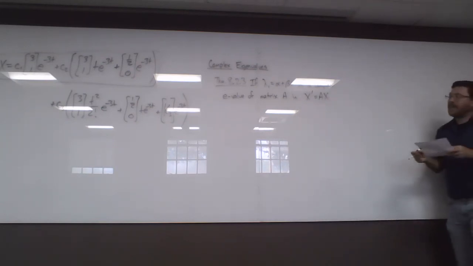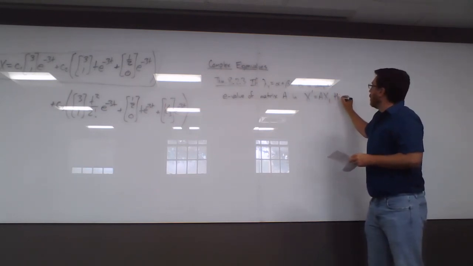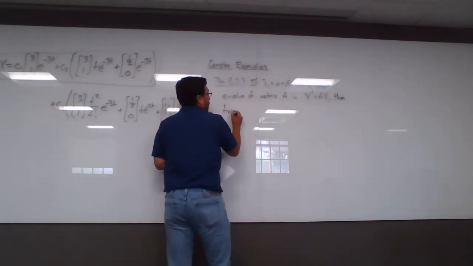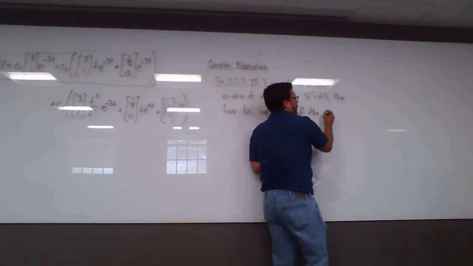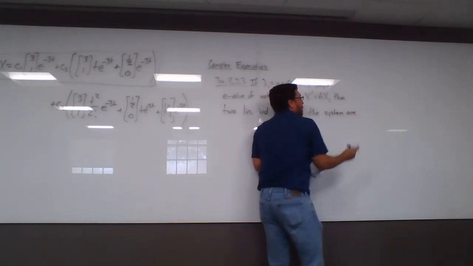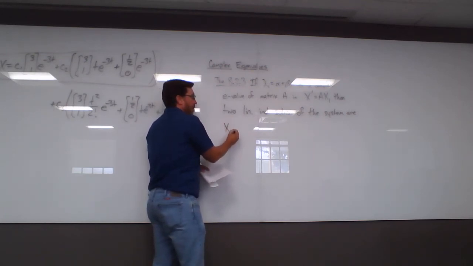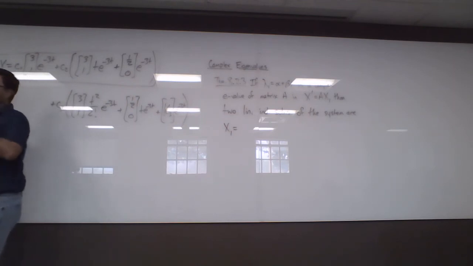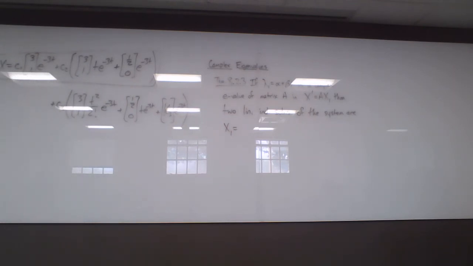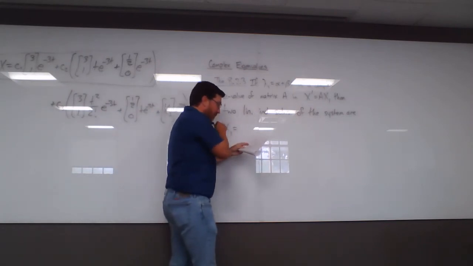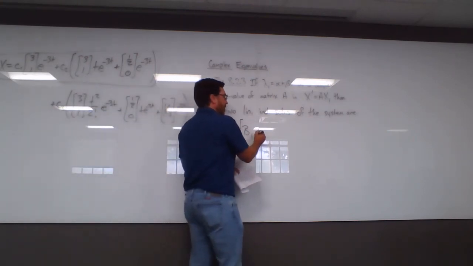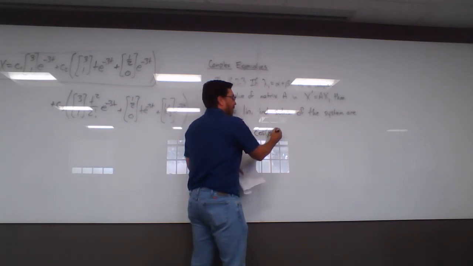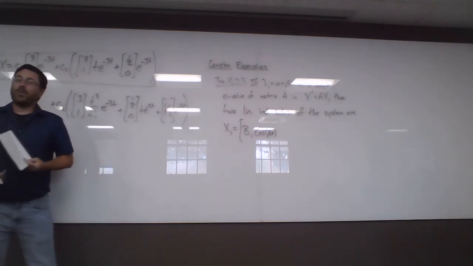Then two linearly independent solutions of the system are given by x1. And this is where it's going to look just vaguely familiar, because we're going to use sines and cosines and the exponential function again, but it gets much, much wilder with these systems of equations. So x1 is going to be what we'll call vector b1 times cosine of beta t, and then minus a vector b2 times sine of beta t.